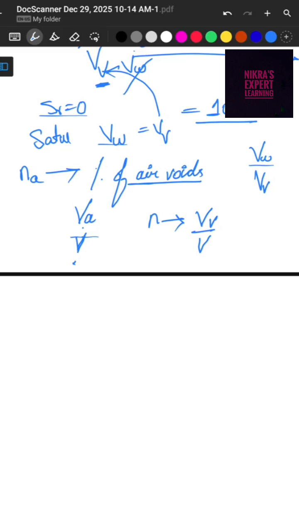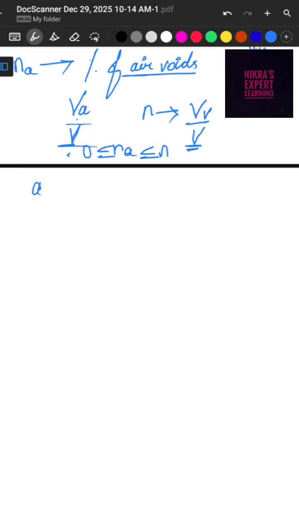The value of na is generally greater than or equal to 0 and less than or equal to n, again porosity. So this is with respect to porosity, which is why the denominator of both is V. Next, we are talking about the air content. Air content is similar to degree of saturation. In degree of saturation, what we have written is VW by VV, right? So in air content, it is just VA by VV.